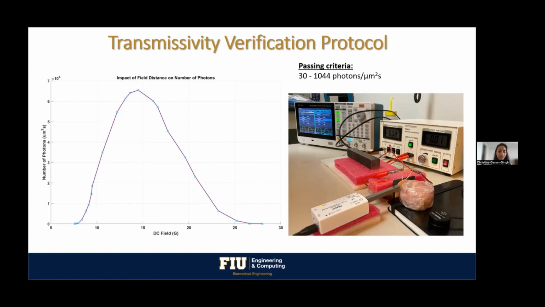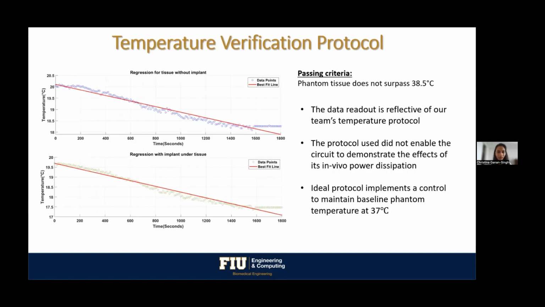And because it's a lower DC field, it also leads to lower power consumption. Next slide, please. So this was our temperature verification. One of the thermocouples was inserted into porcine tissue by itself, and another of the thermocouples was inserted into porcine tissue that was surrounded over the circuit.